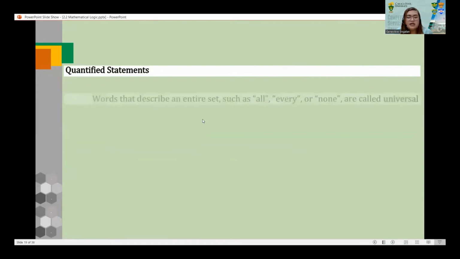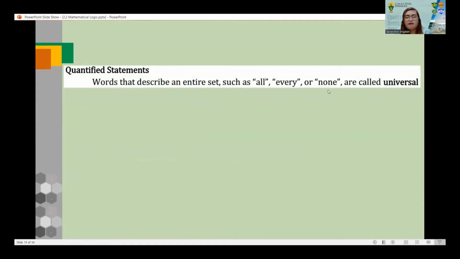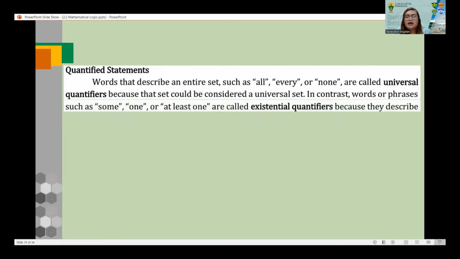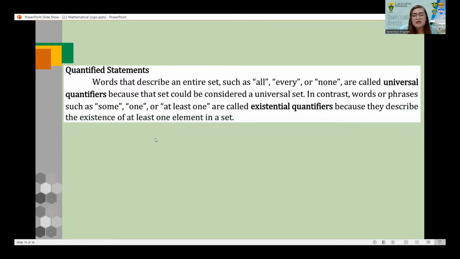Okay, we also have quantified statements such as the words all, every, and none. These are universal statements, because they describe the universal set. So all and every mean everyone, no exceptions, and none means not one. We also have existential quantifiers like some, one, at least one. This means there exists at least one, or one that is different from the majority. So that is existential, because they describe the existence of at least one element in the set.